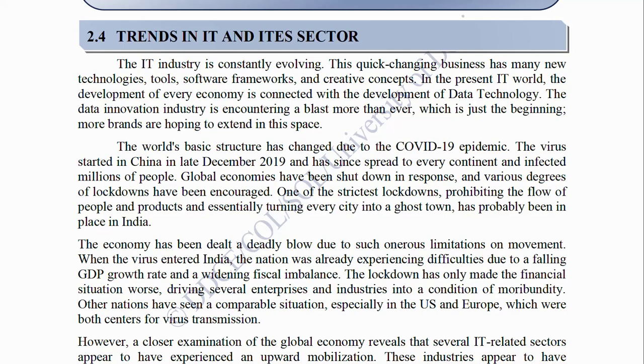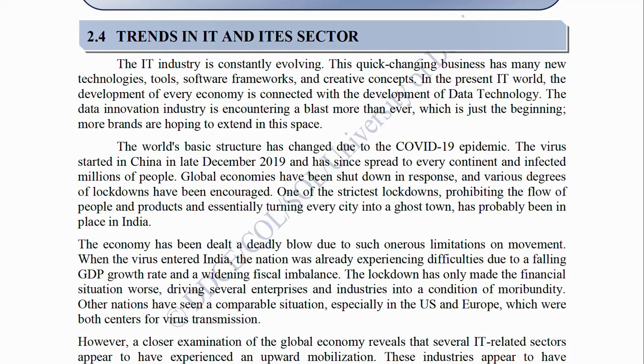2.4. Trends in IT and IT's sector. The IT industry is constantly evolving. This quick changing business has many new technologies, tools, software frameworks and creative concepts. In the present IT world, the development of every economy is connected with the development of data technology. The data innovation industry is encountering a boom more than ever, which is just the beginning. More brands are hoping to extend in this space.